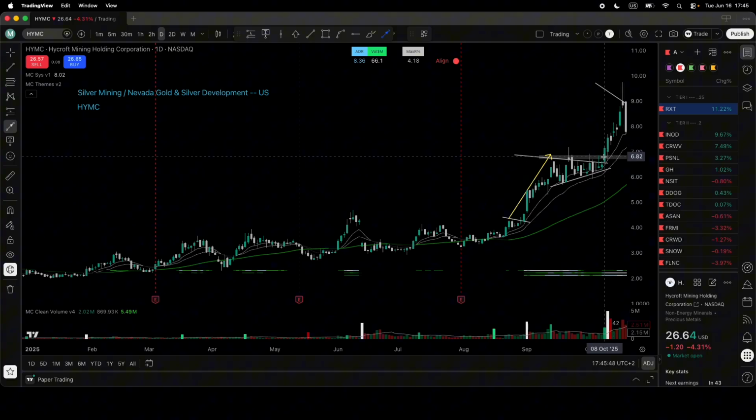I want to see very, very high volume, like in this day here. The volume has to be bigger than the previous day's volume. If I don't see high volume, the higher the better, it's very hard for the stock to have follow through in coming days.